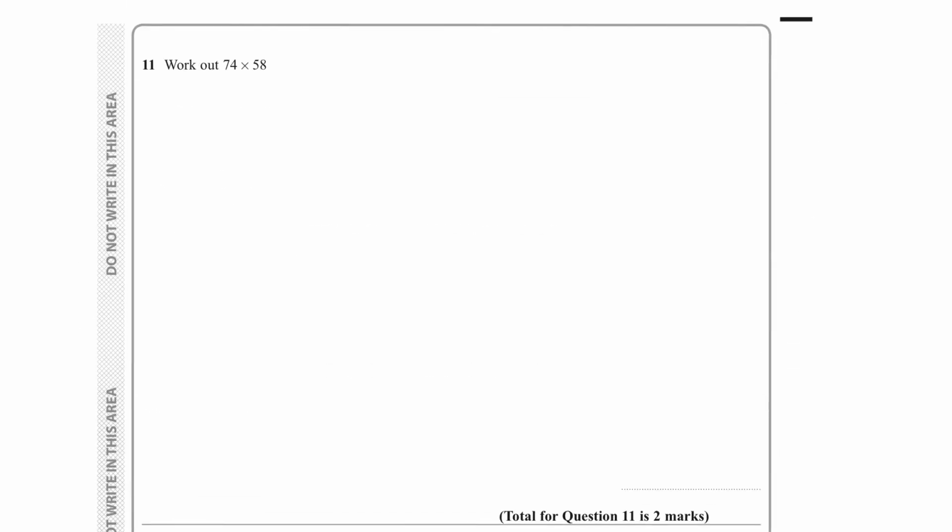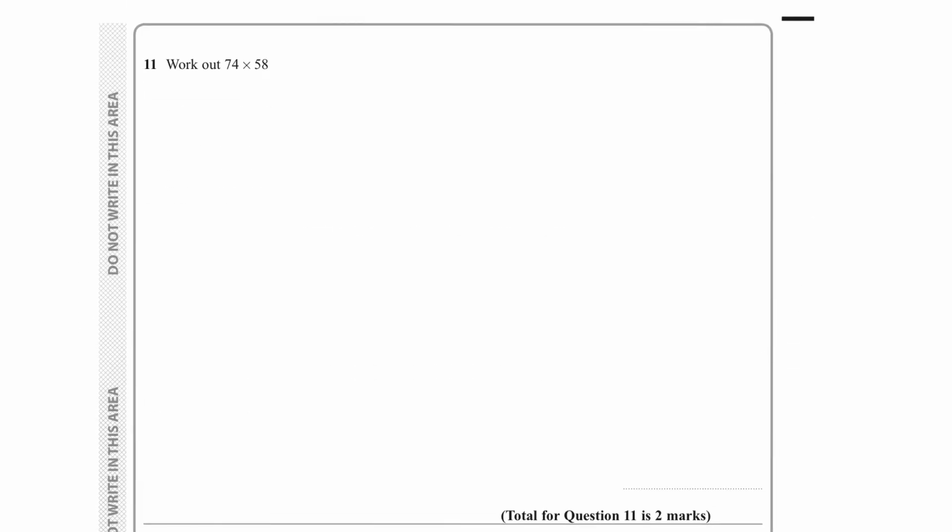Okay, so next question says work out 74 times 58. Bear in mind this is a non-calculator paper, so we could do long multiplication. So 74 at the top, 58 at the bottom. First thing we're going to do is multiply our 8 by our 4. That will be 32, so it'll be 2, carry the 3. 8 times 7, which is 56. Add the 3, which is 59.